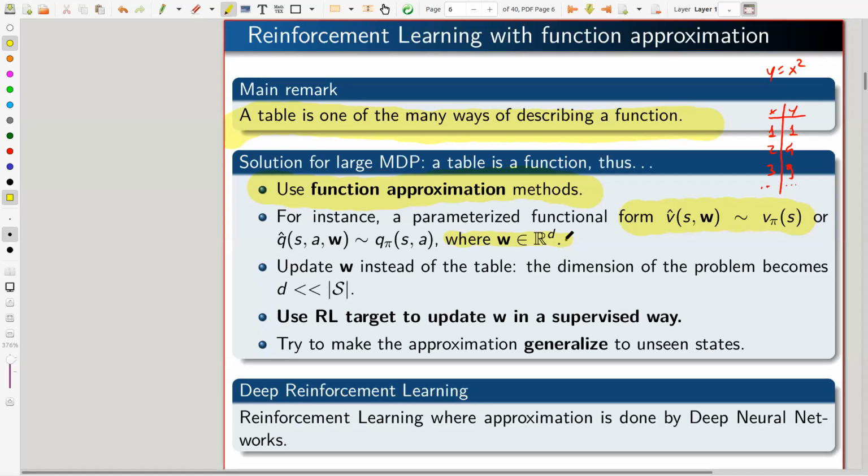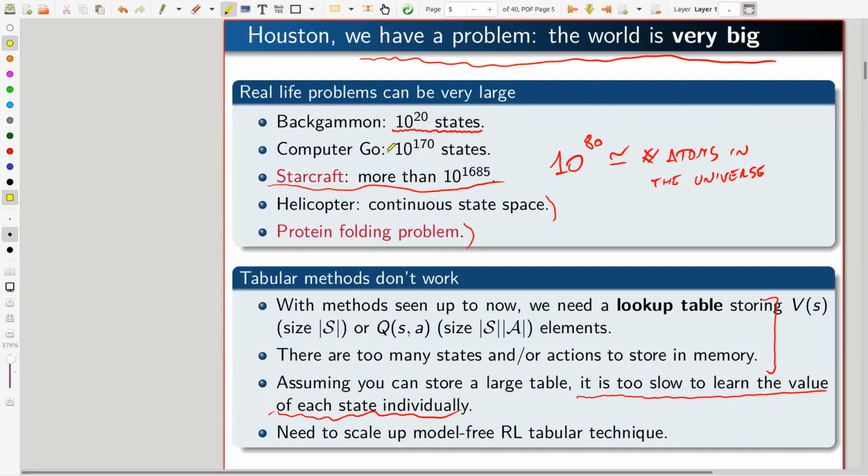This means also that when you are updating the value of a state, you are updating the parameter instead of the table. And of course, you must choose the parameter space dimension much lower, much smaller than the cardinality of the state space. But this is, of course, naturally happening since the state space has such a huge number of states, as I was telling in this slide.